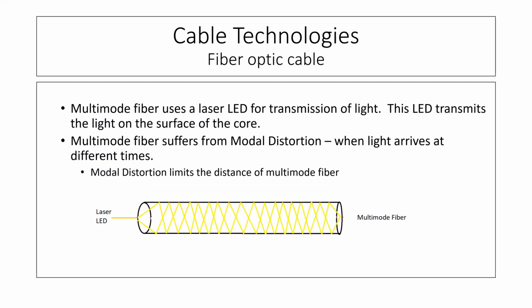For multi-mode fiber, the fiber uses an LED, and the signal actually travels along the outer edges of that core. Because of this, we end up with a possible problem called modal distortion. This is when your light arrives at different times from the beginning to the end. Modal distortion is really prevalent over long distances, so we tend to use multi-mode fiber at short distances of 500 meters or less.